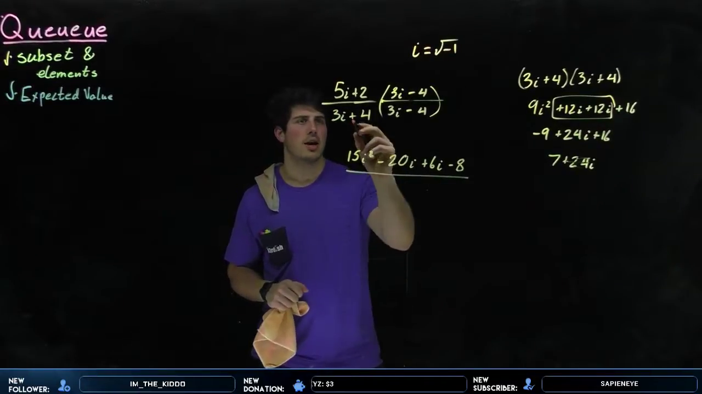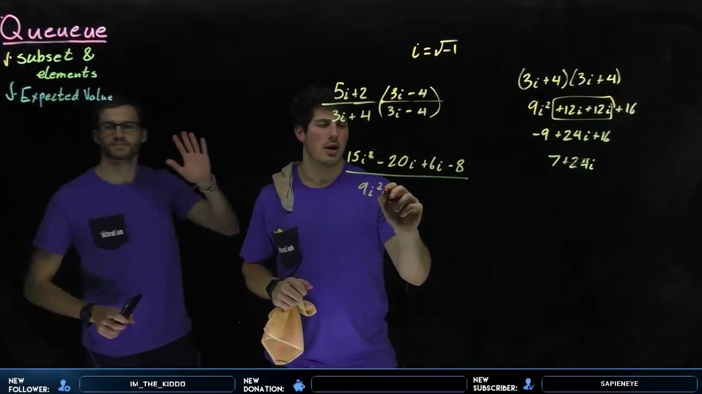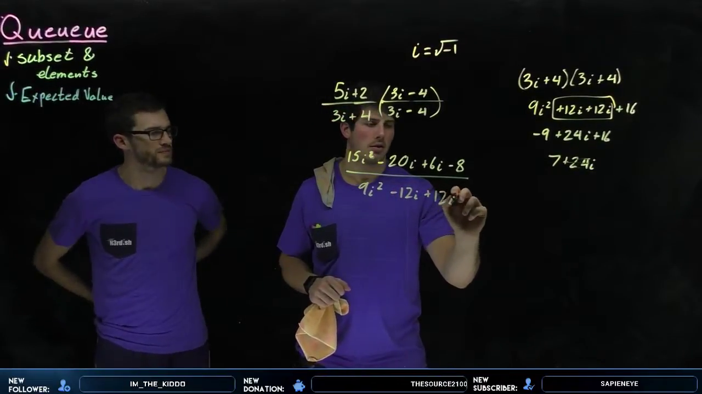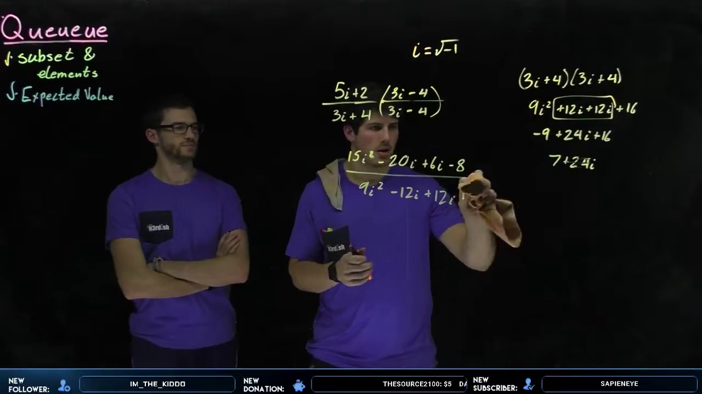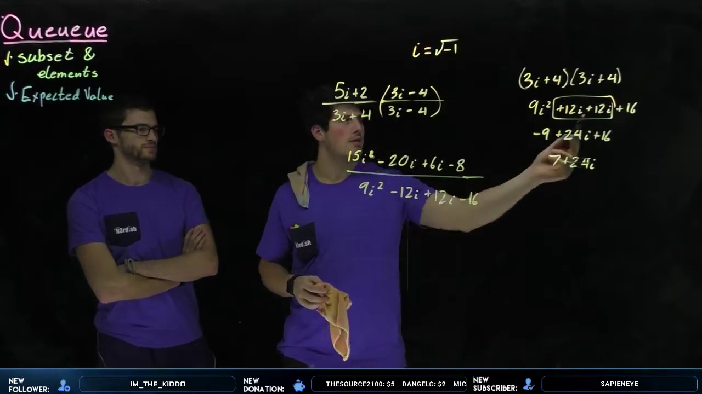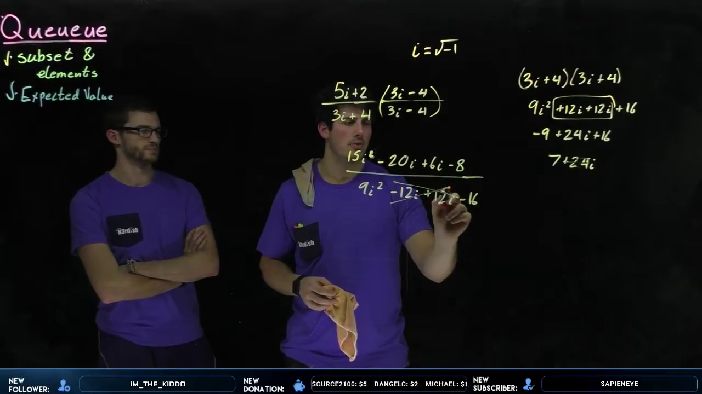That's my numerator. My denominator, though, is going to be 9i squared minus 12i plus 12i, right? Minus 16. So again, like I said, it's going to allow us to cancel these two values.